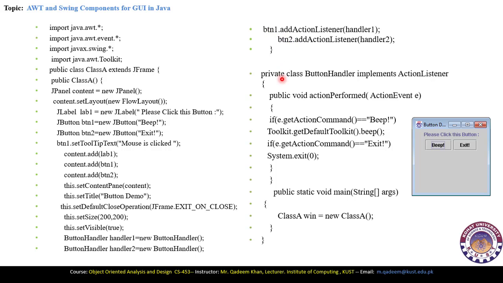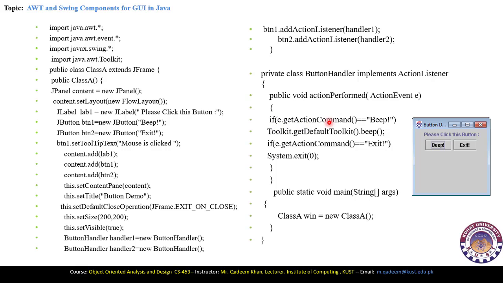Now here we will define only one ButtonHandler class, which is implemented from the ActionListener interface. That's why here we have just implements. Now public void actionPerformed(ActionEvent e) defines the events of the function. When we click on the button, then this event will be called. Now which button has been clicked is defined through the if else statement.